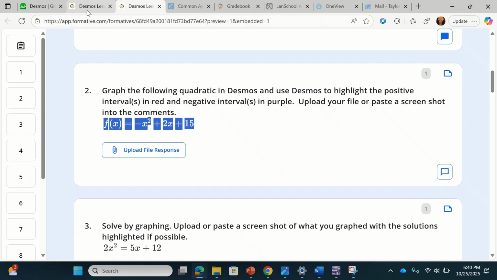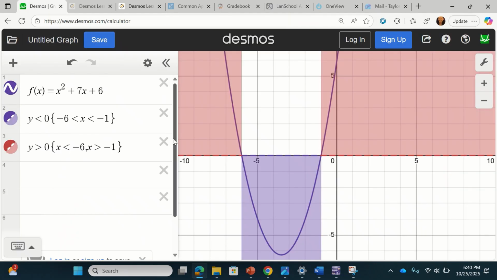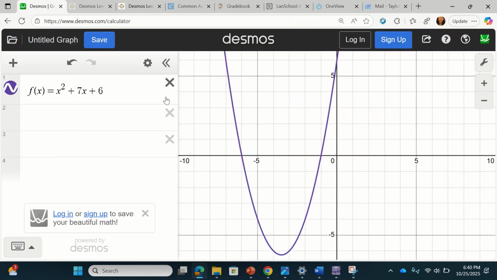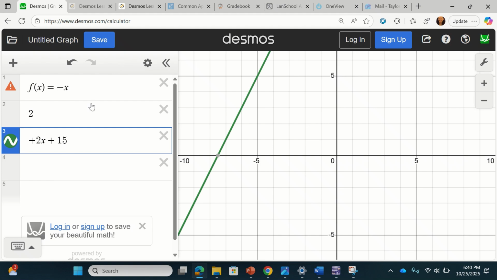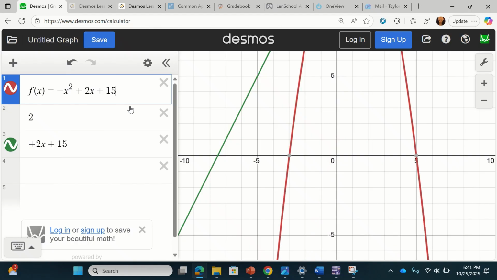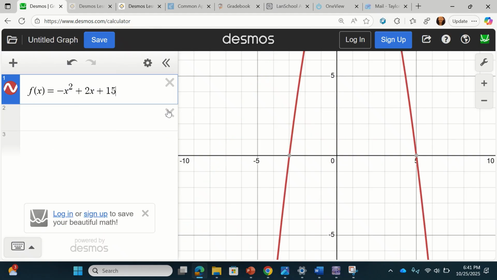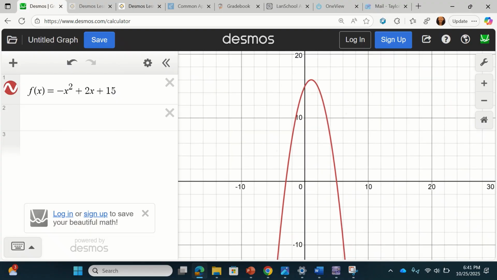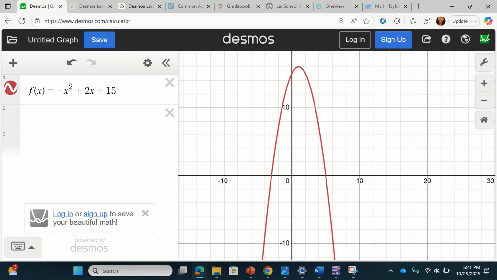All right, I'm going to go over here and paste it in again, even though I know it's not going to work. Yep. All right, x squared plus 2x plus 15, and delete those, and I'm going to zoom out. Okay, so this one is a little bit different because it is flipped over. And if I look at my x-intercepts, I have -3 and 5. Only this time, this is where it is positive.